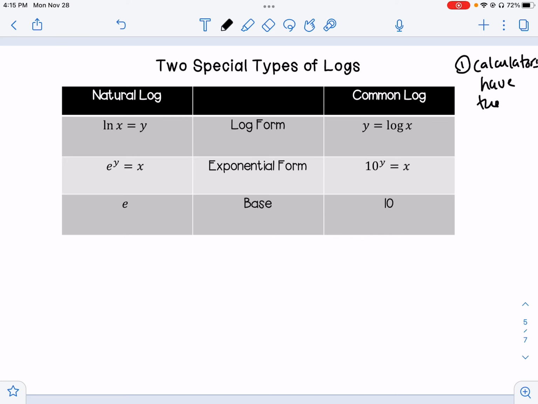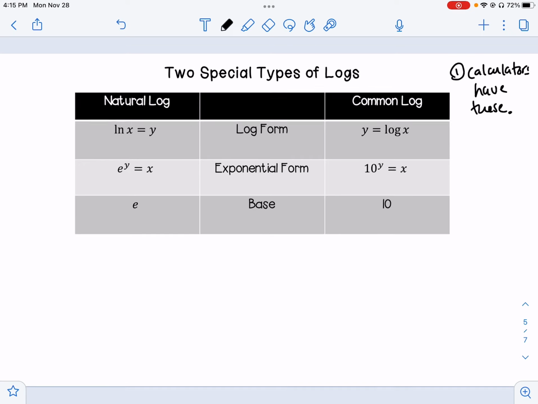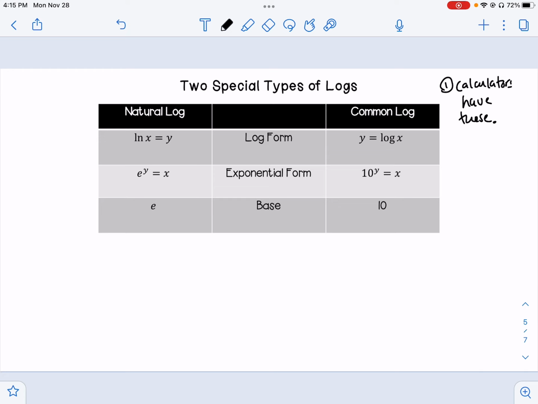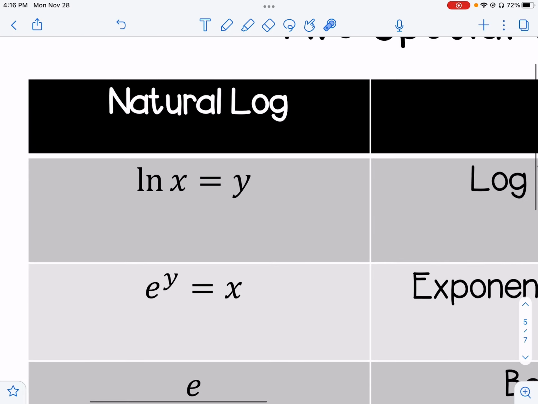So not every calculator has the ability to type in a log with a different base. Newer calculators these days do, which is pretty cool, but not every single one of them does. And so therefore, there are these two really, really common types of logarithms that we see the most. The first one is the natural log. So natural log, LN here. And notice that we write this LN. So instead of writing the word log, we write LN, and that's going to represent the natural log.